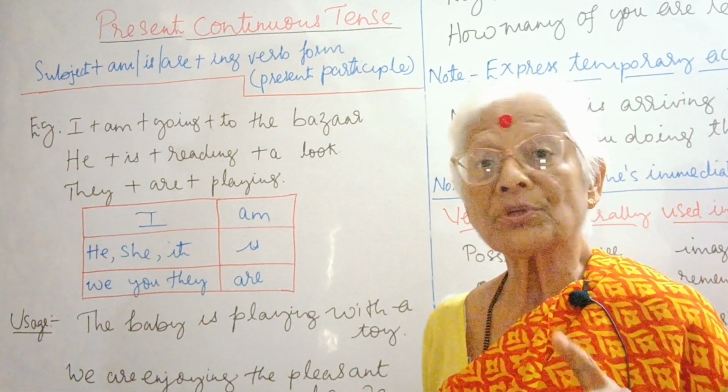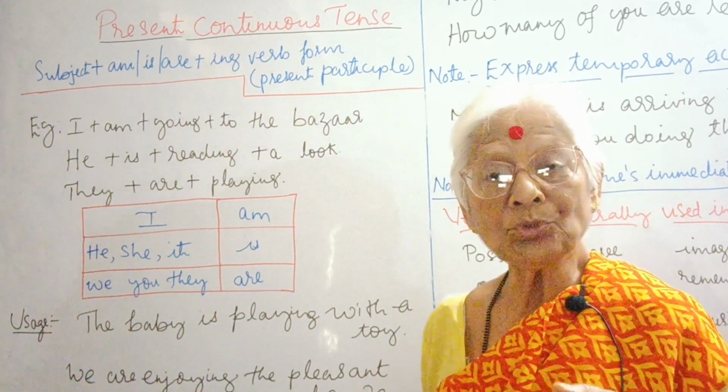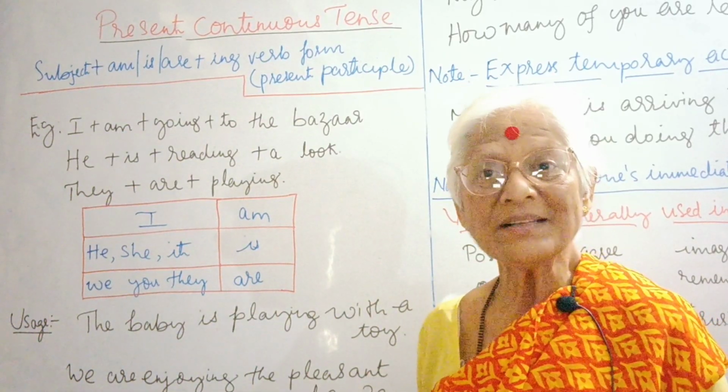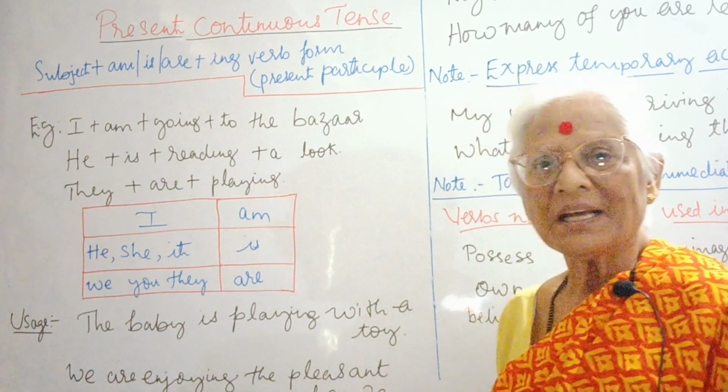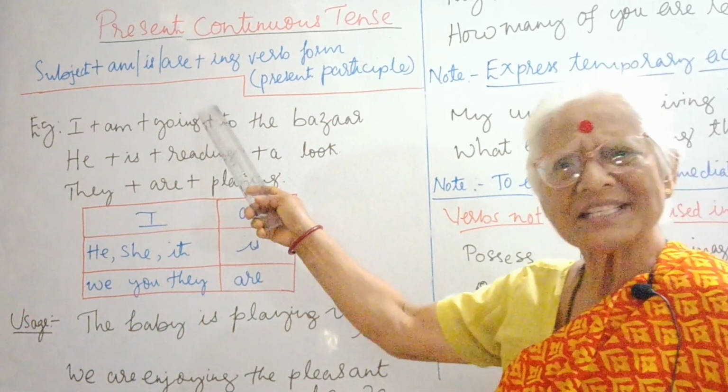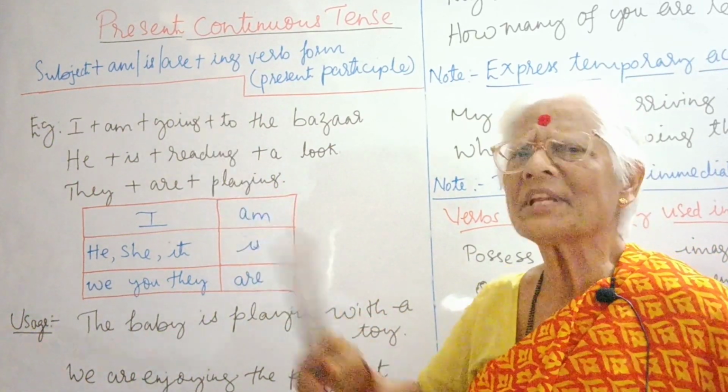We've understood the usage of the present tense, right? Now we continue with the next aspect, and that is the present continuous tense. Now I've given you this. If you remember this, it is kind of a formula. If you remember this, you'll never go wrong.